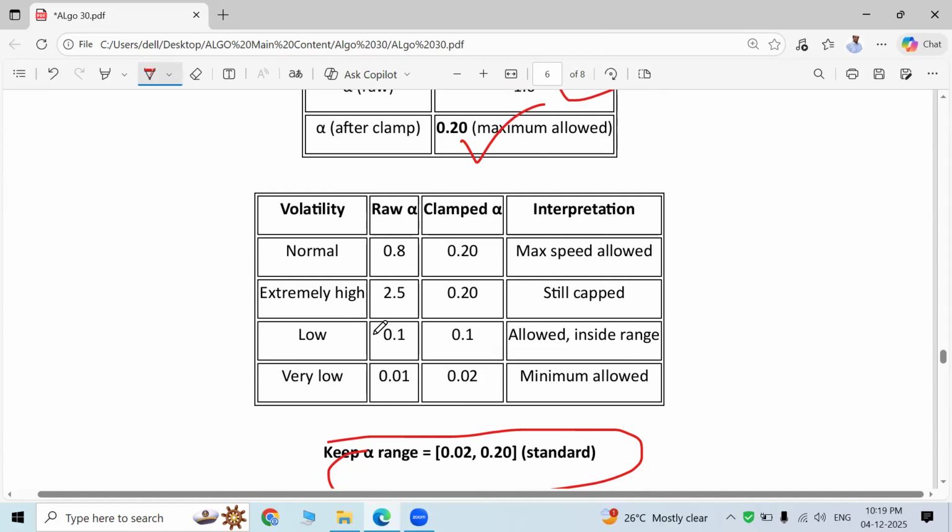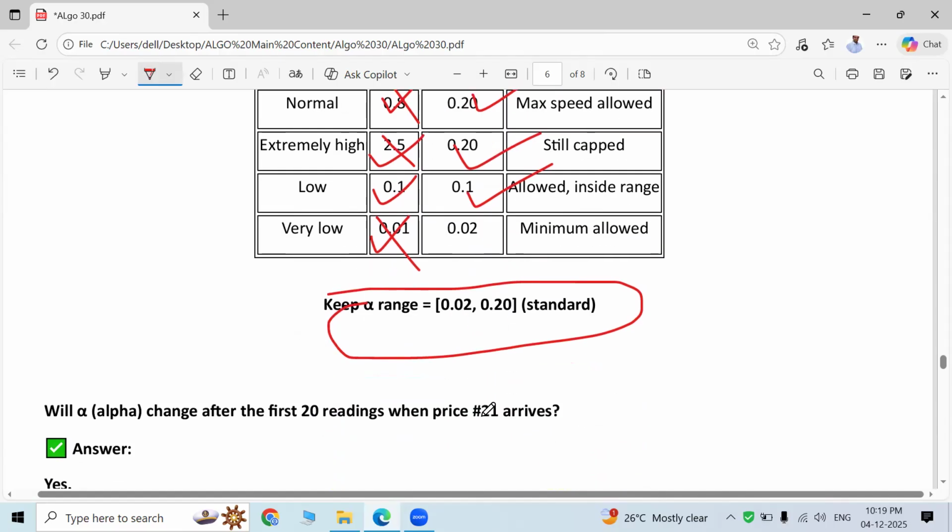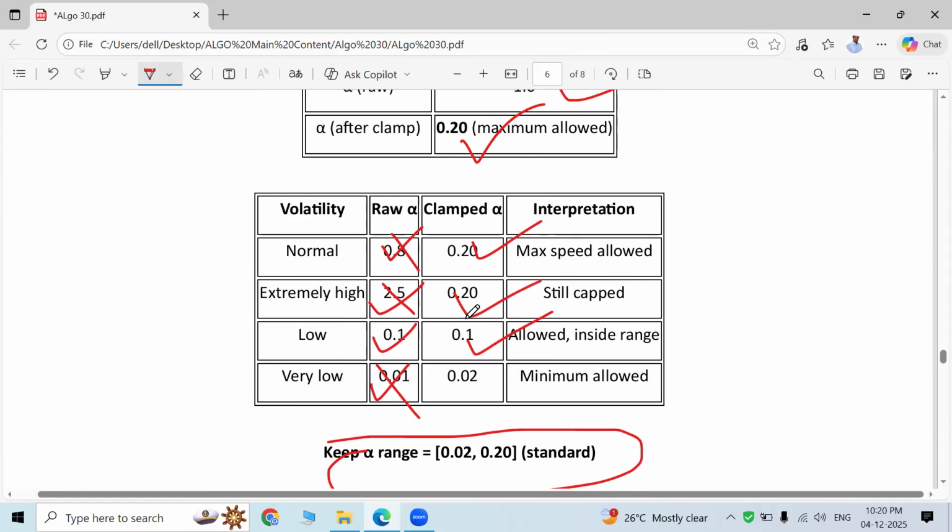Now the first part is, suppose we get the alpha as 0.8, we were going to choose 0.2, 2.5, also 0.2, 0.1 and 0.1 is okay. 0.01, below the value of 0.02, is not allowed. We are going to allow only values between 0.02 and 0.20.